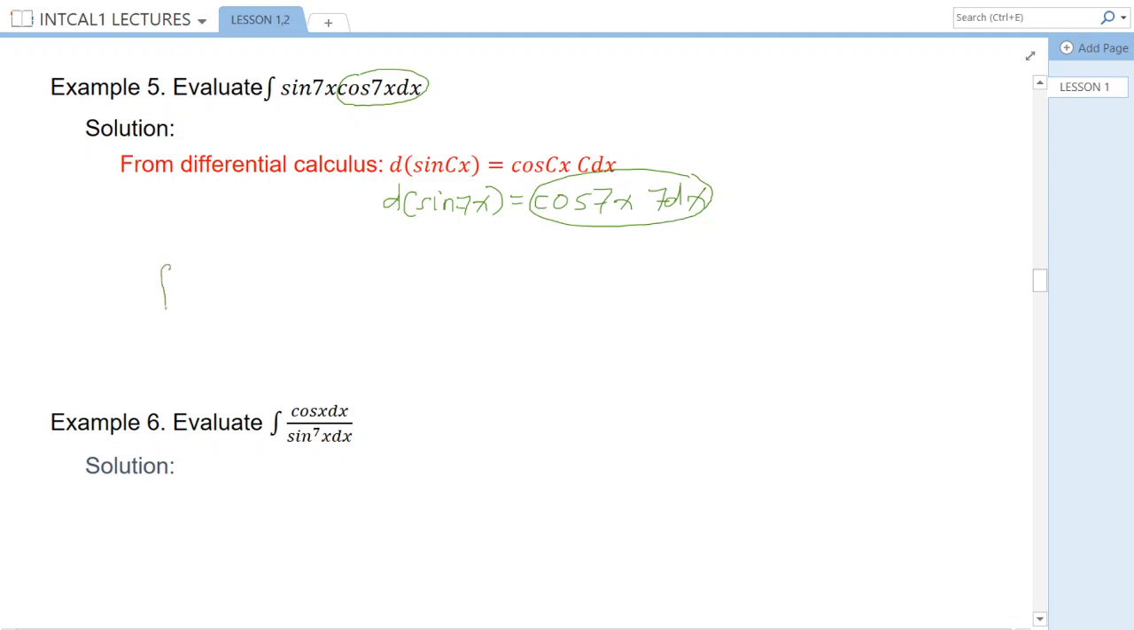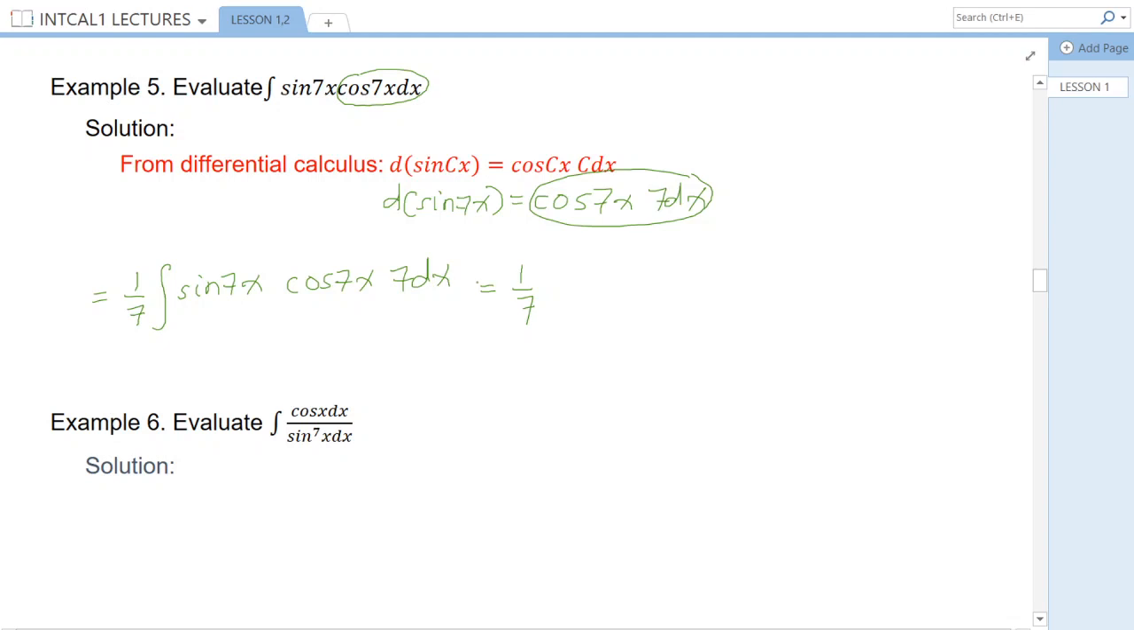So that is the integral of sine 7x, that is cosine 7x dx. So we have added 7 there. So to be able to get the same from our original equation, let us just divide this one by 7. So since 7 divided by 7 is equal to 1 also, we are now ready to get the integral for this one. Okay, so that is 1 over 7.